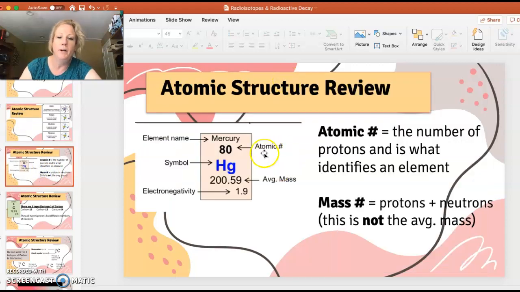If we look at our periodic table, there's information on here about some of this. Atomic number is the same as the number of protons. That's what identifies that element. So if it has 80 protons, it's mercury. There's no other element it can be. The mass number is not found on the periodic table. The mass number is the sum of the protons and the neutrons. It's going to be a whole number. This is an average of all the different isotopes or kinds of mercury.